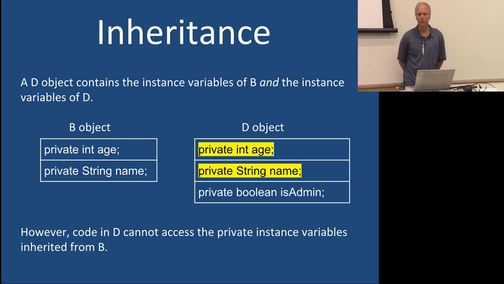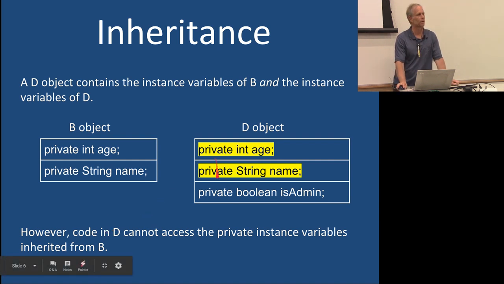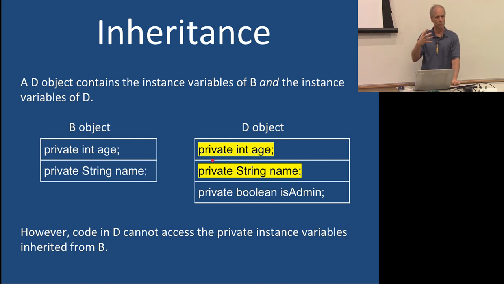However, the code you write in D cannot access these things. They're there in each object, but any code you write in D can't see them. We can talk about why they're there, but the rule is you can't directly access age and name if they're declared private.